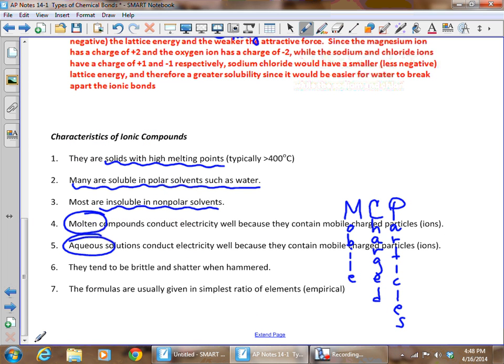The formulas are usually given in simplest ratio of the elements. Think about why. It's in a crystal lattice structure. You can't divide it into molecules. There's no such thing as molecules for these. So they are in the simplest ratio, 1:1 or 2:1 or 1:2. That's the way that they come up with their formulas.